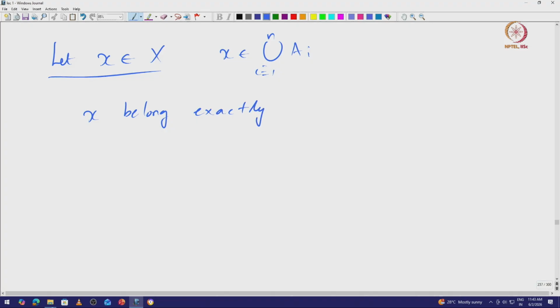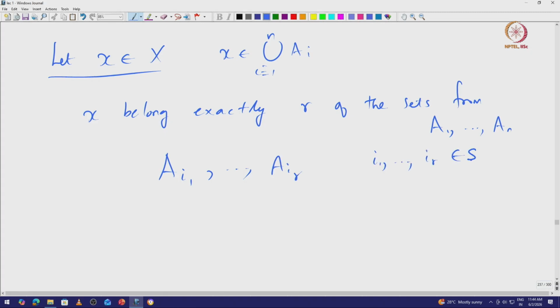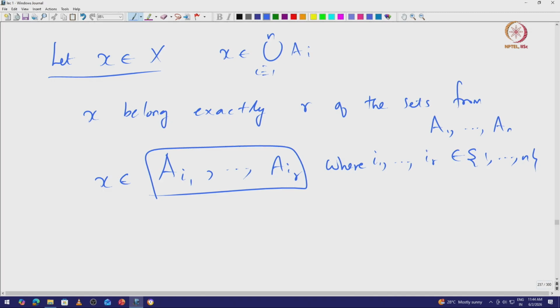exactly R of the sets from this A_1 etc. A_n. Just to be clear, let us label them as A_{i1} etc. A_{iR}. So, these I1 etc. IR are all coming from 1 to n. These are all the collections where x is there. Okay, so now we are going to count what happens to the right hand side.